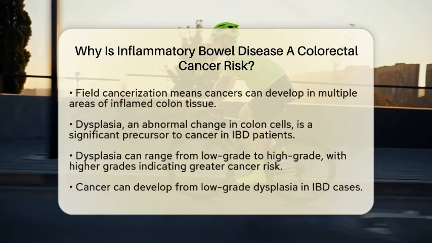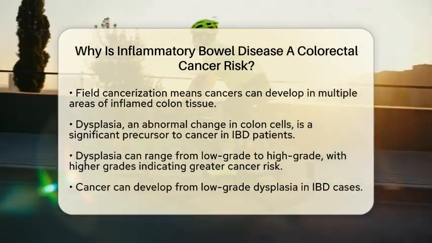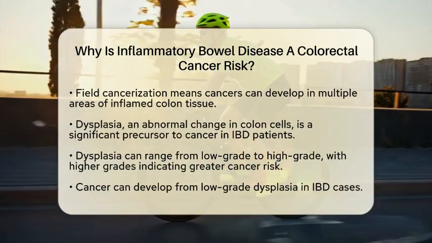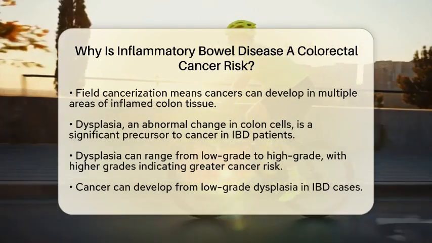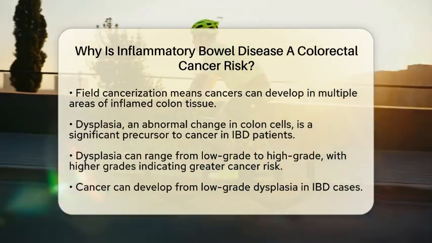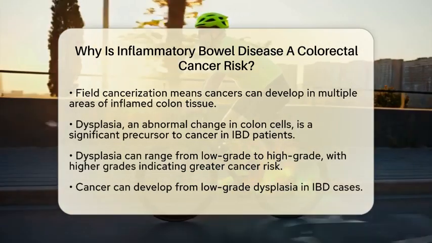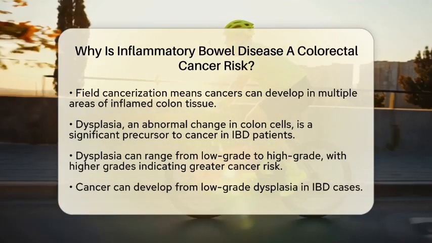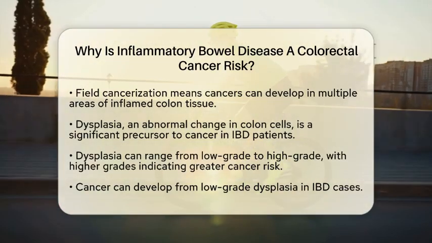Another important aspect is field cancerization. Unlike sporadic colorectal cancers that often arise from isolated polyps, cancers associated with IBD can develop in large areas of inflamed colon tissue. This means that multiple regions of the colon can be at risk simultaneously, rather than just one single lesion. Dysplasia also plays a significant role as a precursor to cancer.